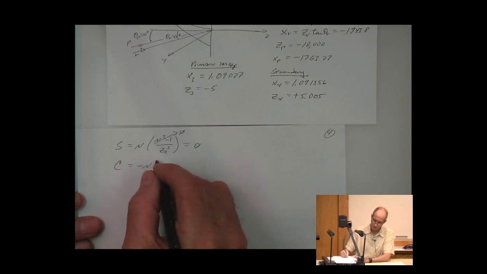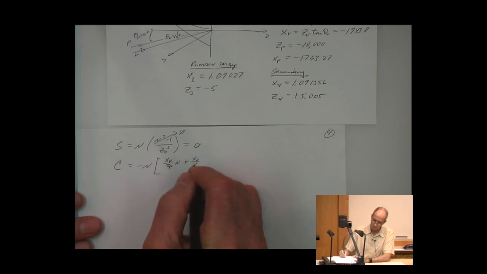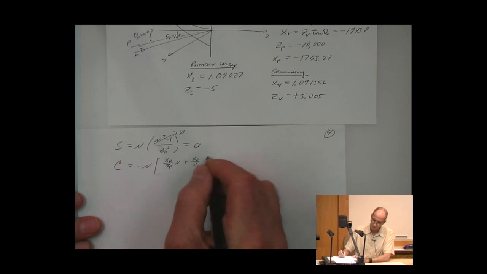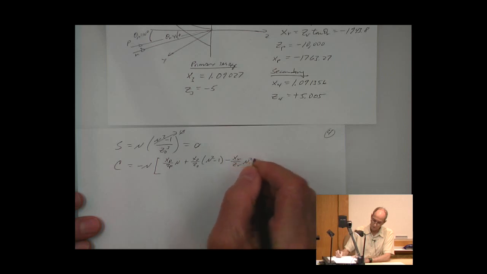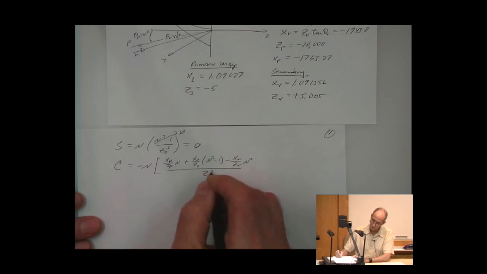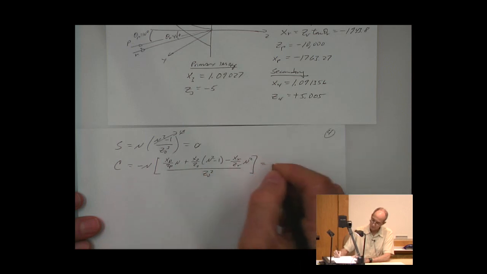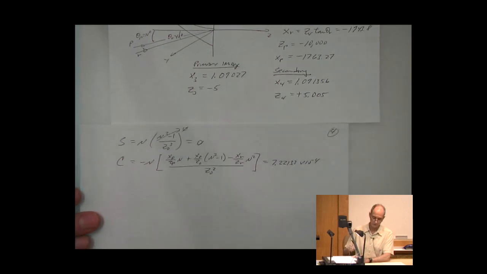Could write this as minus mu times xp over zp mu plus xo over zo mu squared minus 1 minus xr over zr mu squared, all over zo squared. And this comes out to be a value of 7.221, I don't know how many places we need to go, times 10 to the minus 4th, okay?